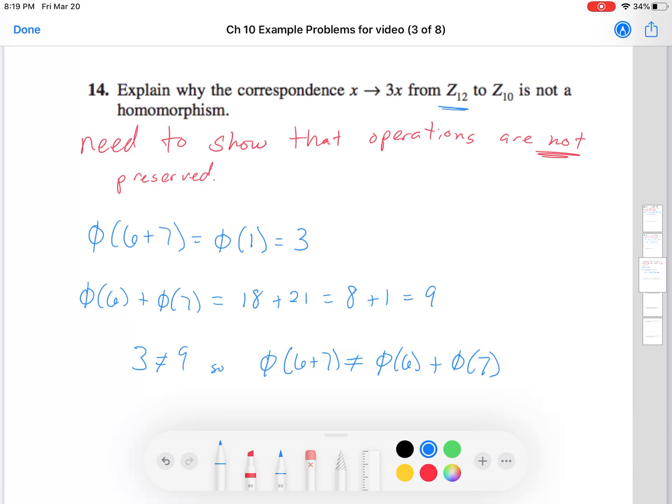Now, you could show this with two elements from Z12 that are not 6 and 7, and it might be a good exercise for you to find two elements besides 6 and 7 that you could use to show that it is not operation preserving.